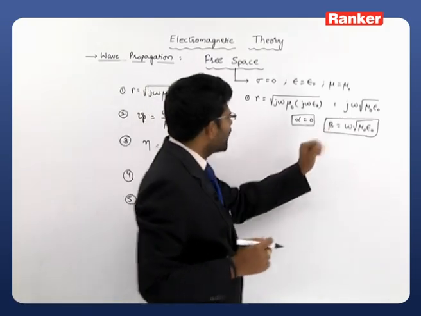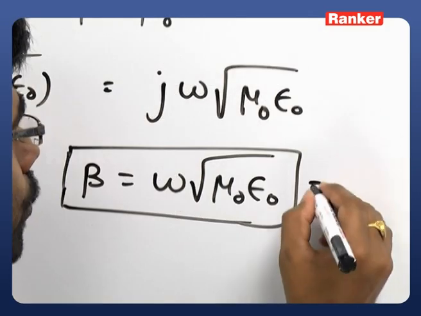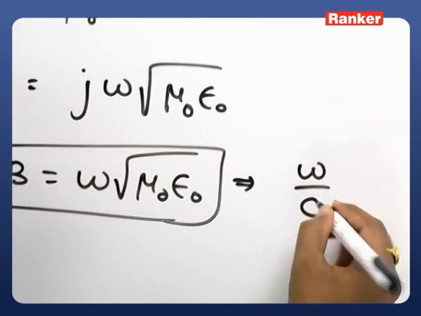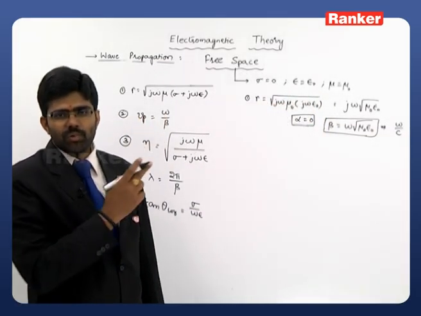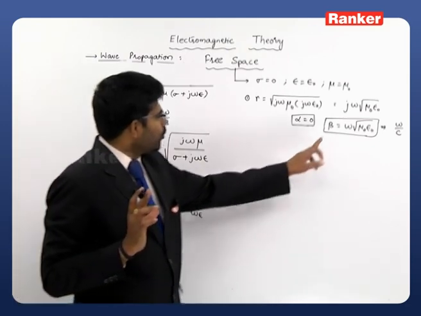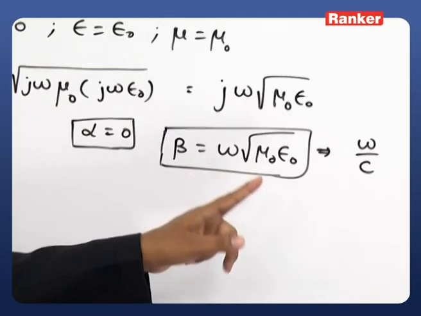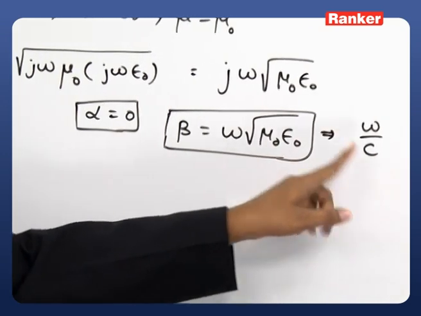So this beta can be written as, for free space exclusively, omega by c, where c is the velocity of light. That is a very simple point, you need to remember that. Omega under root mu naught epsilon naught is the equation. After substitution of these two, what we get is 1 by c.